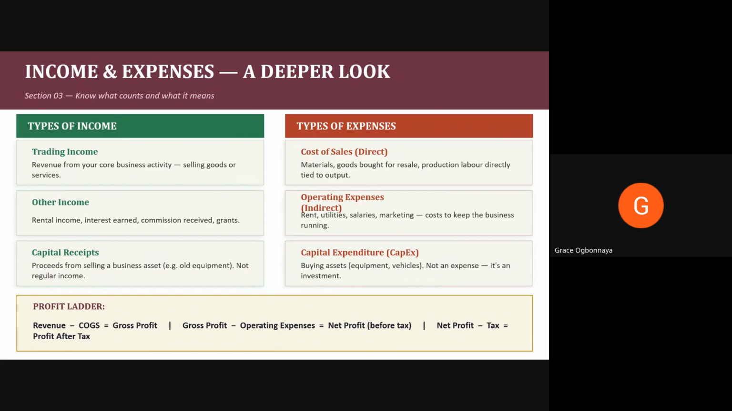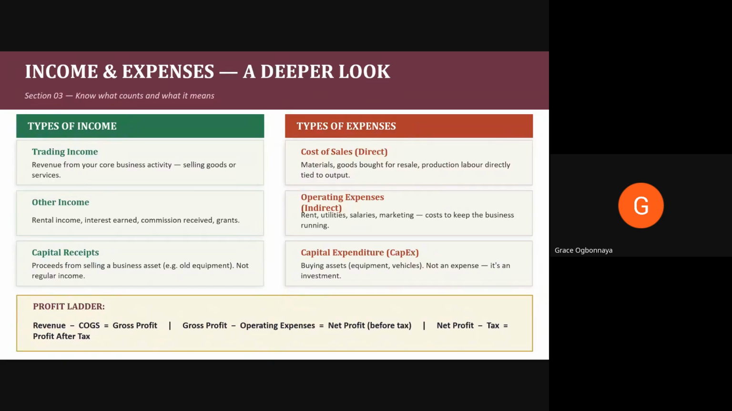Okay, I'll continue. The type of expenses, the cost of sales, as I said, is direct. The materials that you have bought to produce what you are selling. And if you are not producing, maybe you are reselling, the money that you used to buy that product so that you can resell, that is your cost of sales.